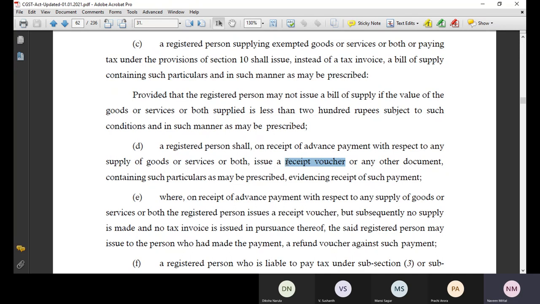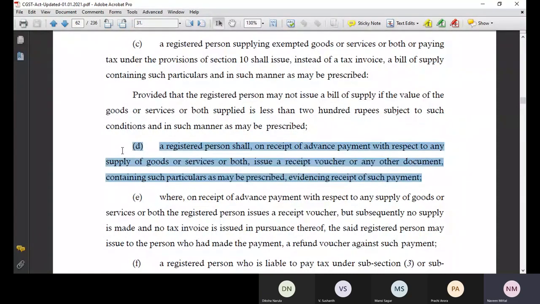So the shopkeeper will give me a receipt voucher of 20,000 rupees. This is clause D. A registered person shall, on receipt of advance payment with respect to any supply of goods or services or both, issue a receipt voucher or any other document containing such particulars as may be prescribed, evidencing receipt of such payment. So this is the requirement of receipt voucher, which a supplier has to issue, which shows proof of such payment. This is my clause D.